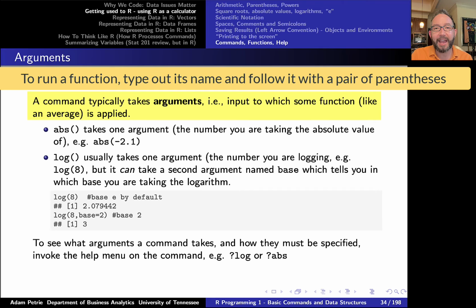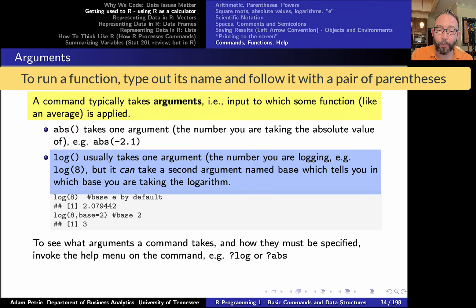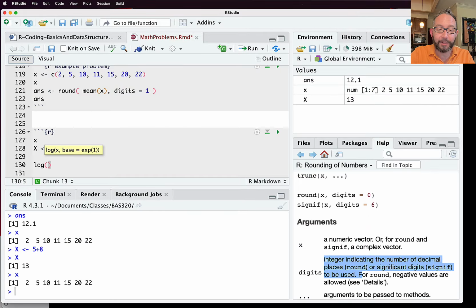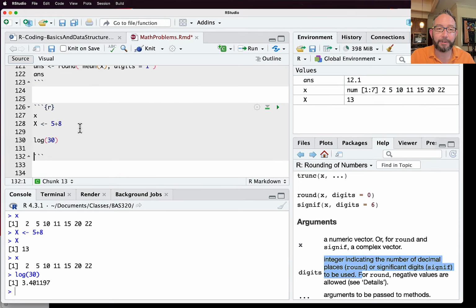So we talked about the absolute value function, the ABS function. It just takes a single argument. What number do you want to get the absolute value of? Log, which we know we can use to get the natural logarithm, actually takes two arguments, one of which is optional. The first argument of log is, of course, what you are trying to get the logarithm of. So the log of 30, let's say, works out to be 3.4.